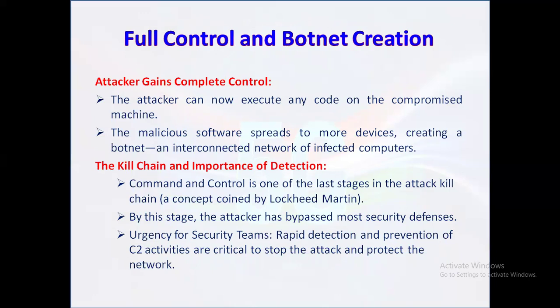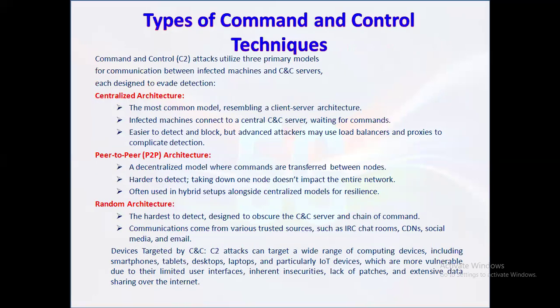Command and control is one of the final stages of the attack kill chain. See here, the kill chain, a concept introduced by Lockheed Martin, indicating that the attacker has successfully bypassed other security measures. At this critical juncture, rapid detection and prevention of C2 activities become paramount for security teams, as they can significantly mitigate the risk of extensive damage to the network and its resources.